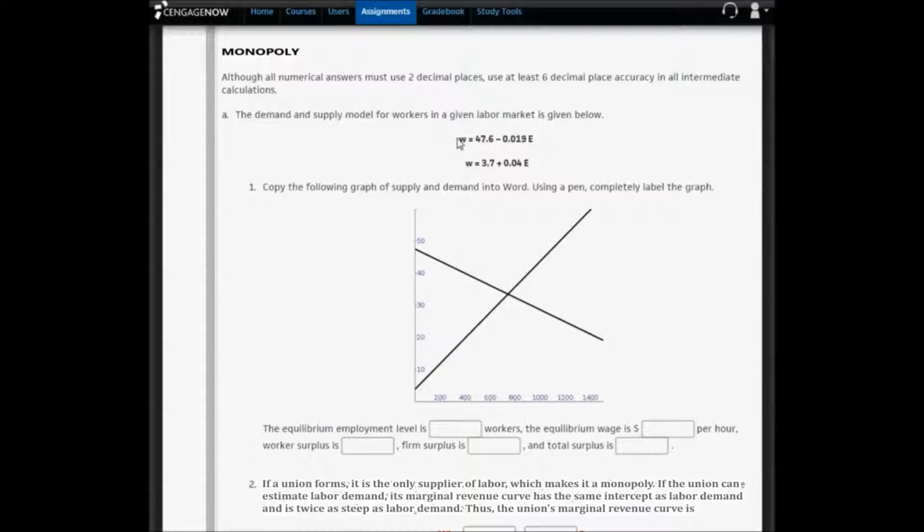We have the labor demand equation because the slope is negative. So this is labor demand here. Labor supply, because its slope is positive. So this is labor supply. This models worker behavior, and this models firm behavior.